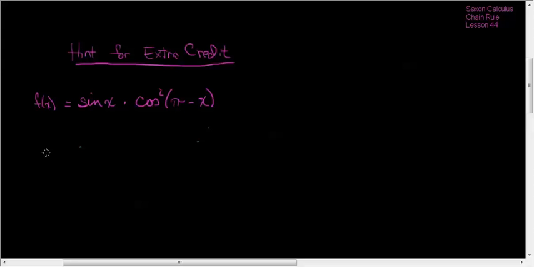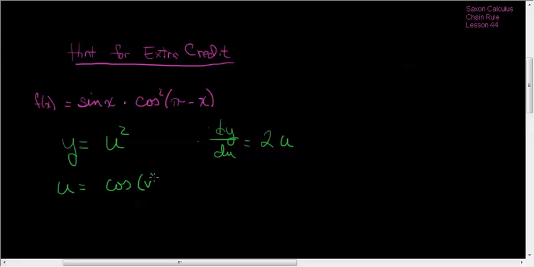So I'm going to let y equal u squared. Well, that's not so bad, right? Something squared. I know how to find dy du. So dy du would just be 2 times u. Ta-da! That one's easy. All right, but what is squared? Well, u is cosine of another function v. See that? What is squared is the cosine of some function.